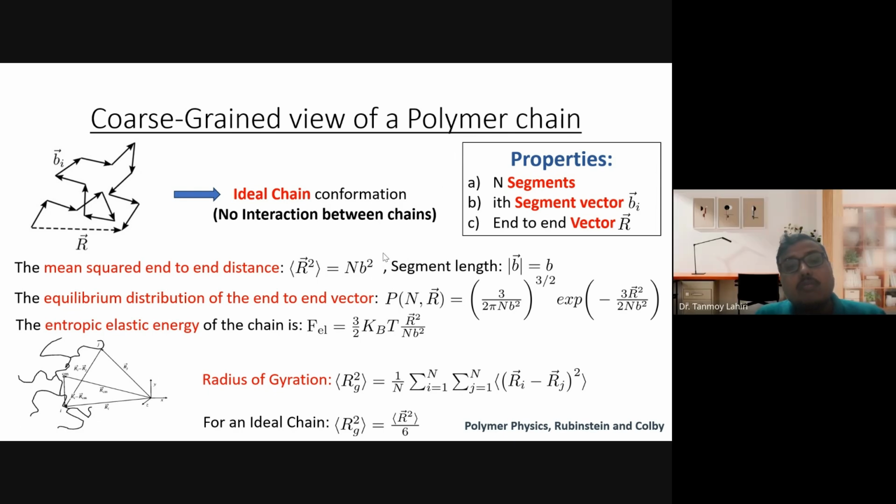So the equilibrium distribution of the end-to-end vector is given by this expression, which is the Gaussian distribution. From this distribution, we can calculate the elastic energy of a polymer chain. This energy is entropic in nature, because in an ideal chain there is no interaction, and therefore the whole elastic energy comes from entropy. We can also define the radius of gyration for a polymer chain. All these things may not be important for the present talk, but knowledge of them creates a sense of intuition when we go through the rest of the talk.